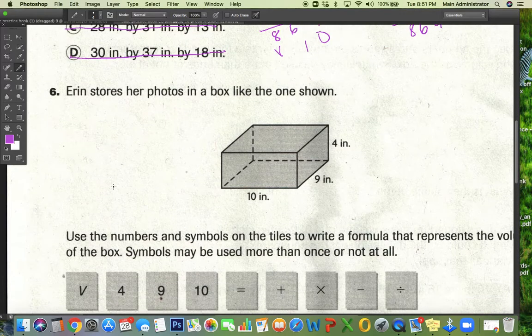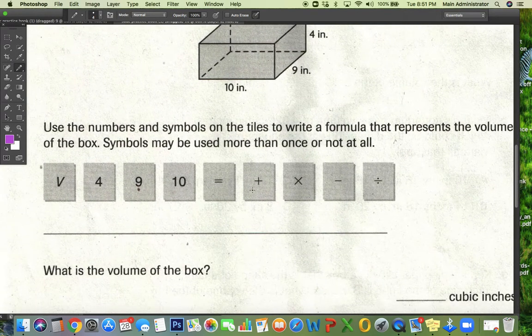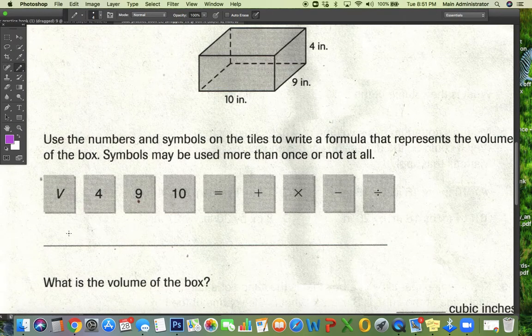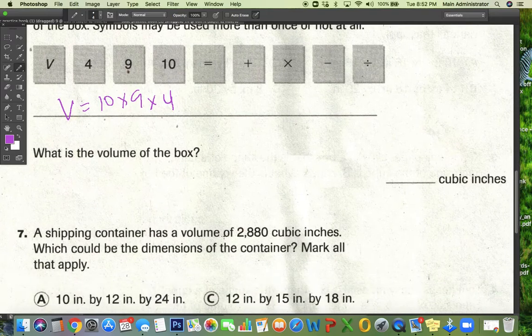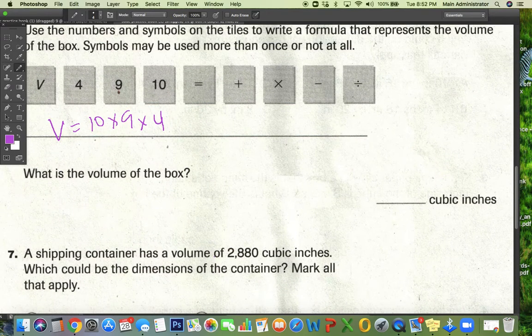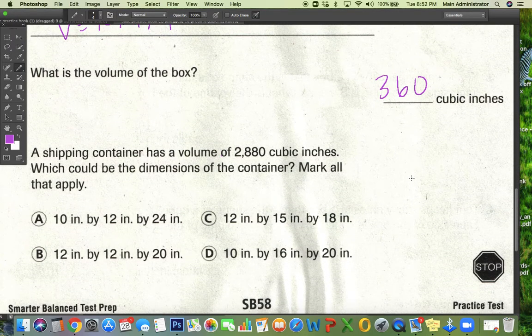Erin stores her photos in this box, and I have to make a formula to represent the volume. So volume equals length times width times height. Now I have to find the volume of the box. So I'm going to do 9 times 4, which is 36, and then multiply that by 10, which should be 360. And last but not least, we got to figure out which ones apply, right? So it's got to equal this answer.